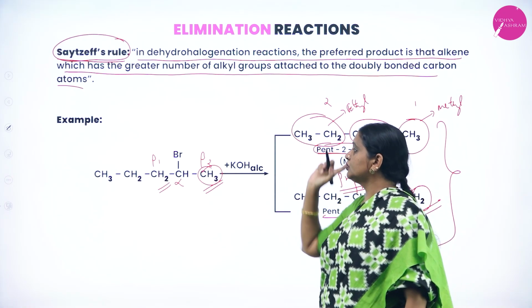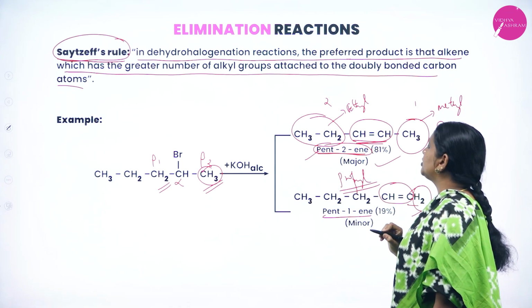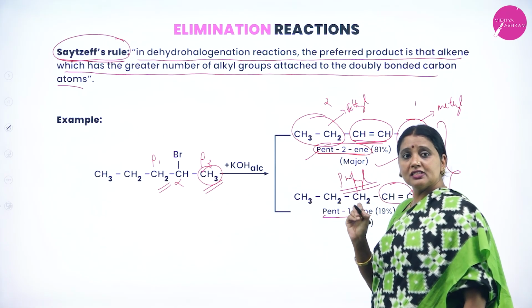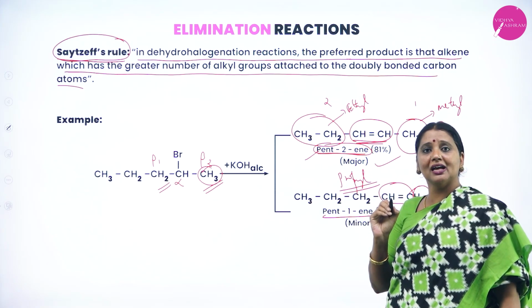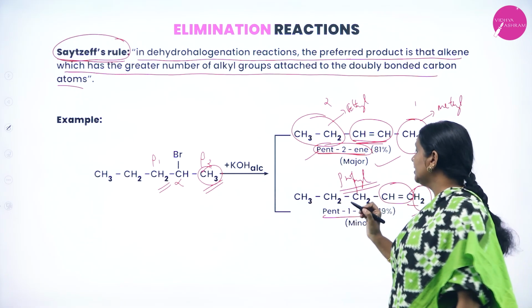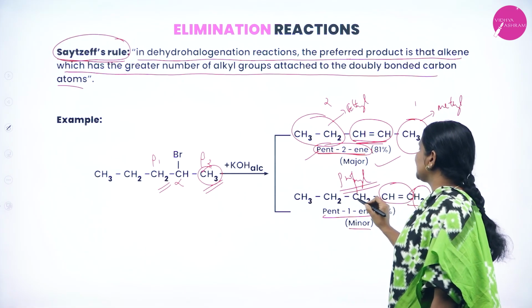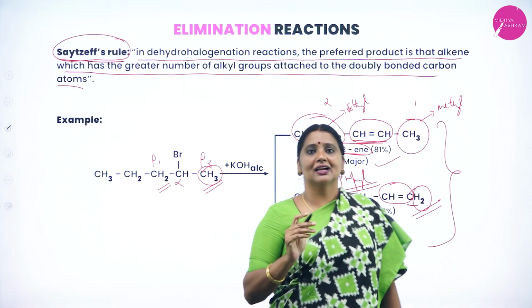So according to this rule, which is the major product? Pent-2-ene is major. Why is pent-2-ene major? Because it is attached with how many alkyl groups? 2 alkyl groups. The other is called minor because it is attached with only 1 alkyl group.